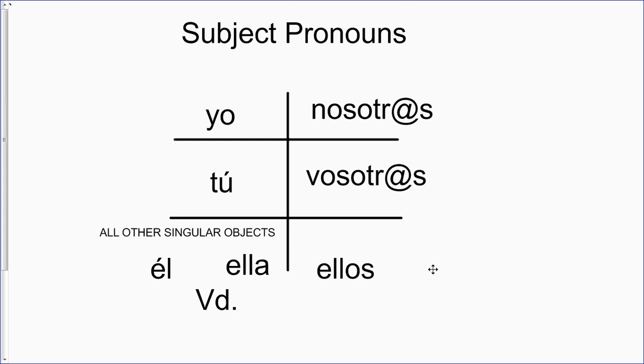Some of our other subject pronouns: we is nosotros or nosotras, y'all in Spain is vosotros and vosotras, they for guys is ellos, they for girls is ellas, you all is ustedes. And lastly, we could have all other plural objects here as well. So we could have shoes, pizzas, remote controls, or lions.